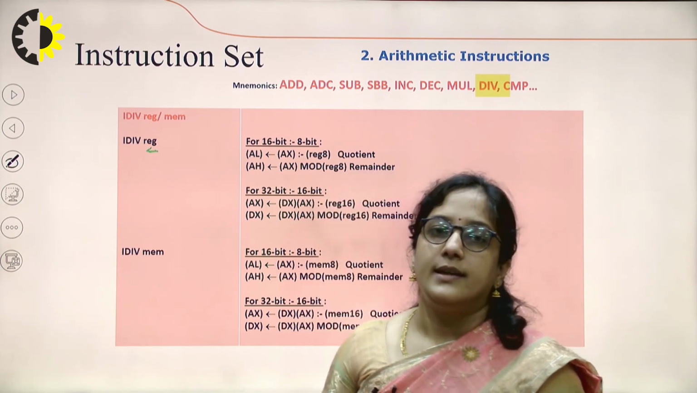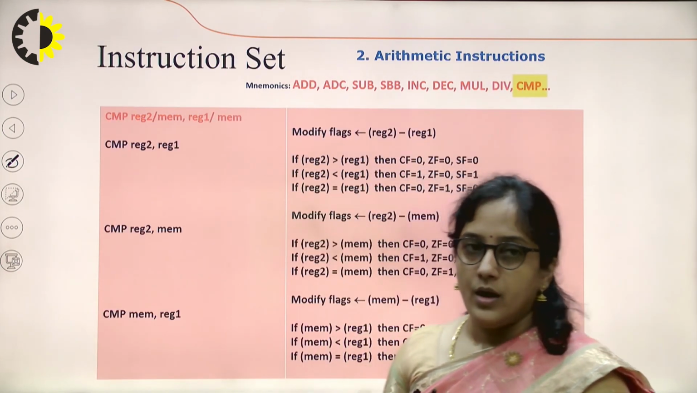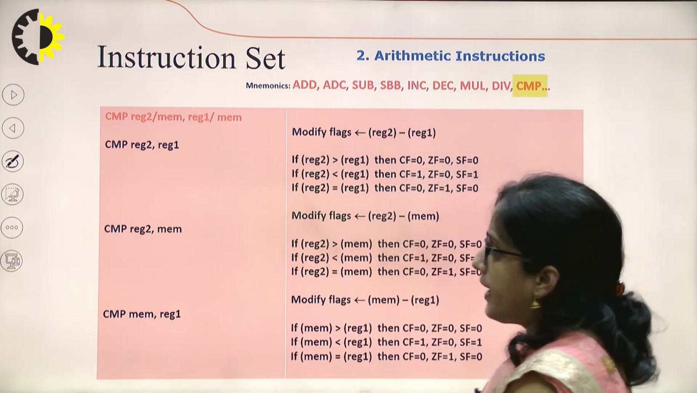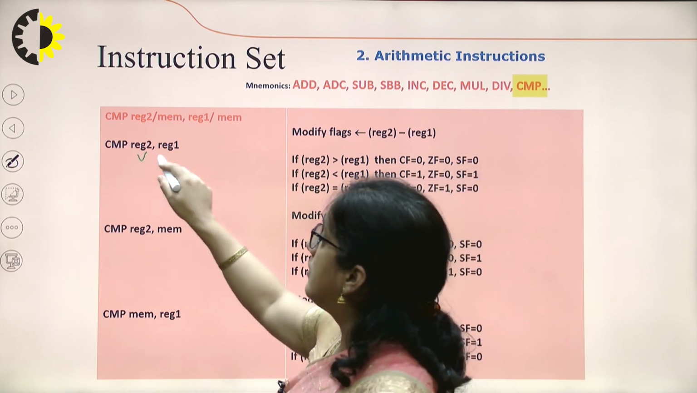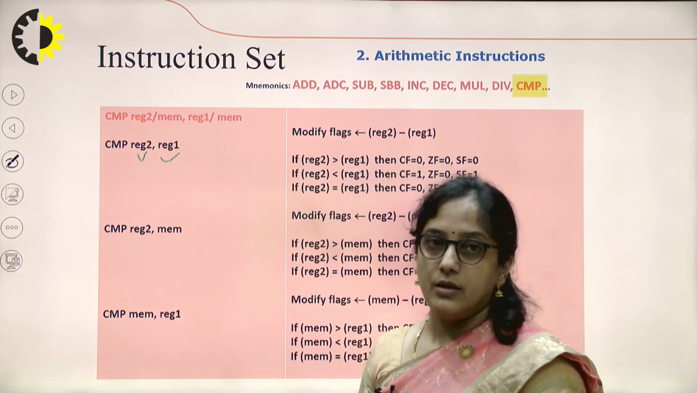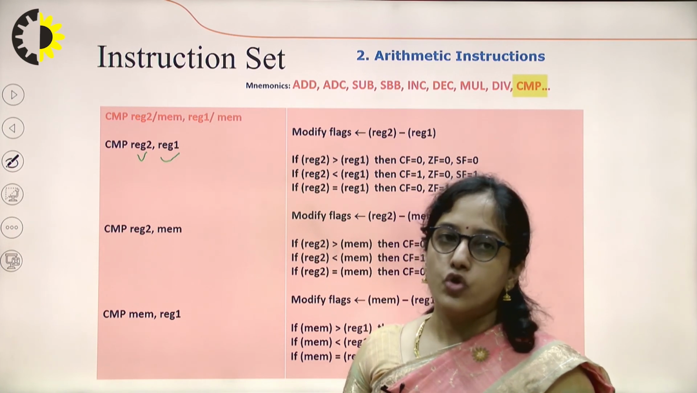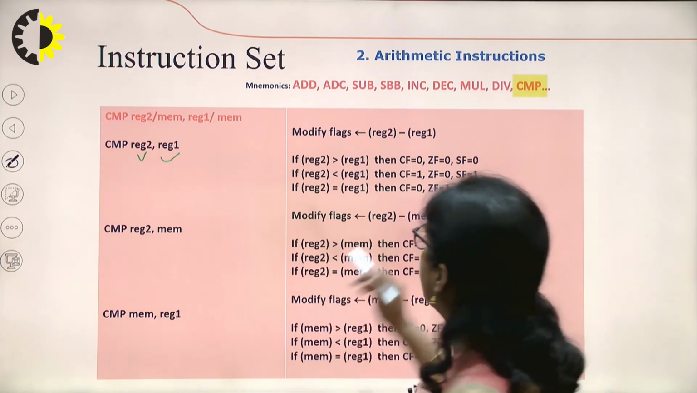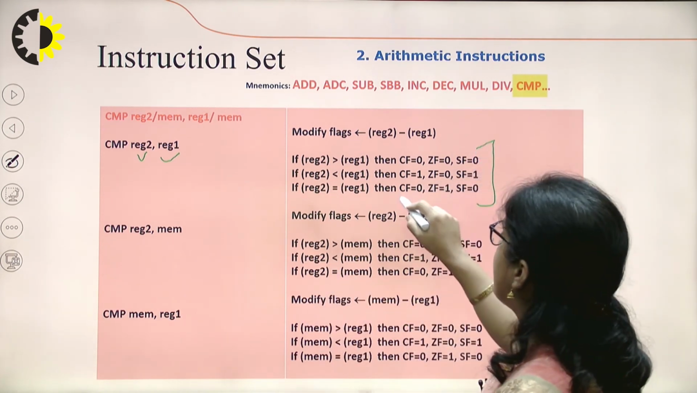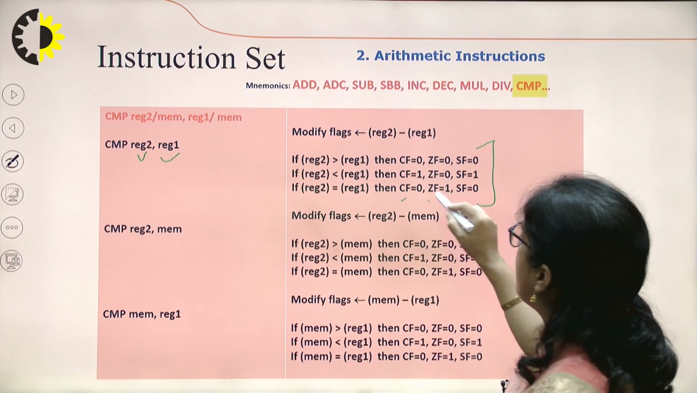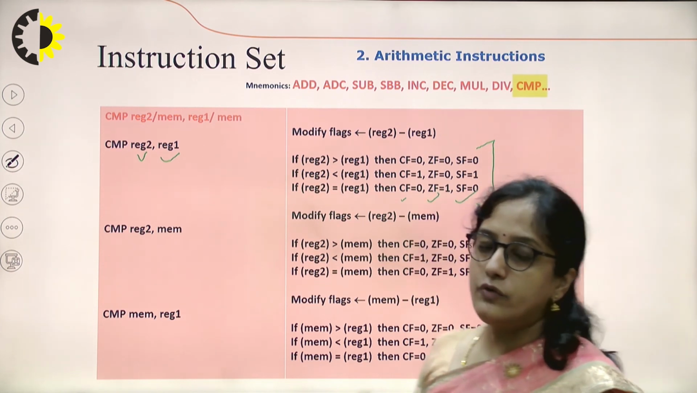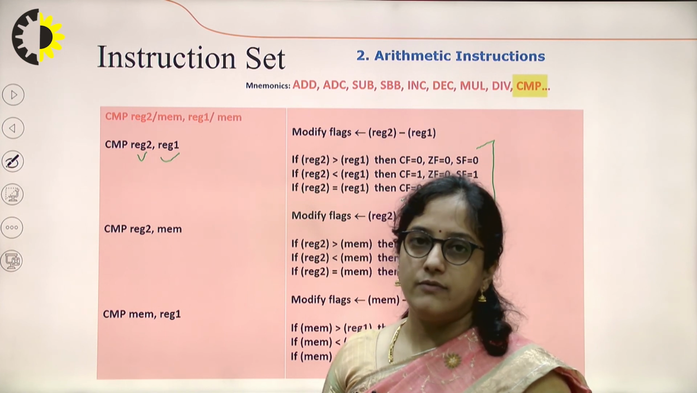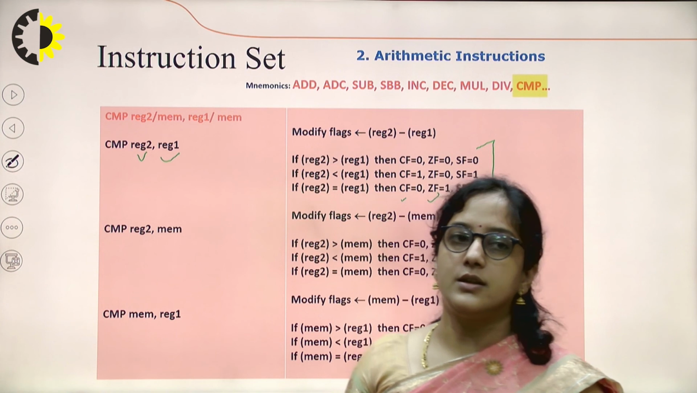Okay. Then the next instruction is compare. Now there are 3 ways we can have a comparison. We can compare the content of 2 registers. In case of comparison, neither the source register nor the destination register gets modified. Only the content of the flag register gets modified, that is CF, the carry flag, ZF, the zero flag, and SF, the sign flag. Neither register 1 nor register 2 gets modified.